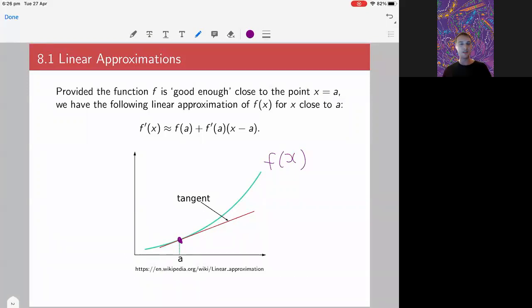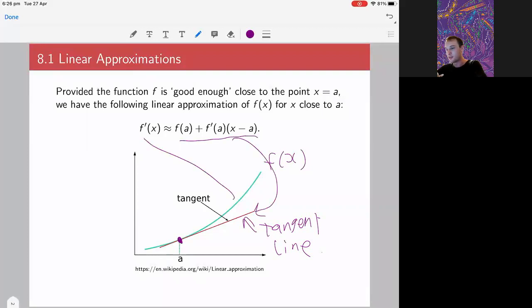Well, remember, the derivative is exactly the tangent line. So the fact that you know what the function f is and you also know what its derivative is, that tells you what this red line is. This red line is the tangent line. And the hope is that for values of x, especially for those values of x close to A, this tangent line is actually a good approximation of the green line. So graphically, we're simply saying that this green line is close to the red line.